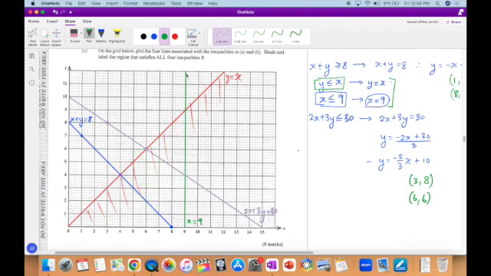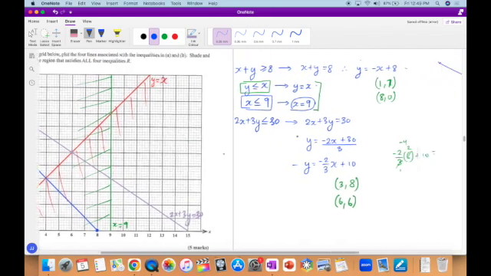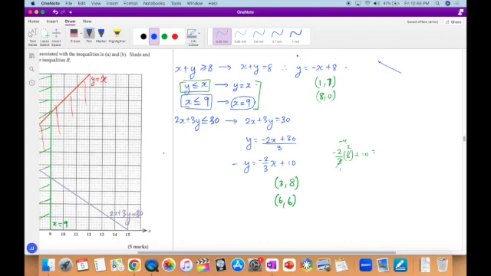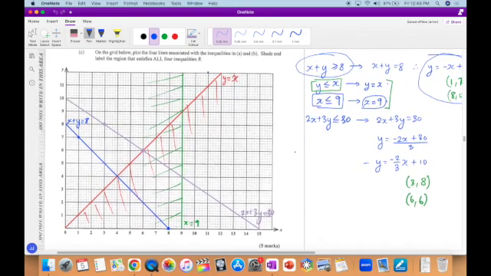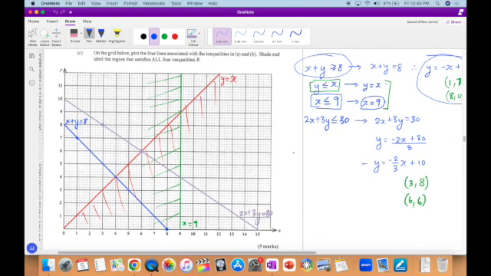So from the green line, it'll be this side of the green line. It'll be this side of the red line. And now let's do that blue line. So this blue line on top here, x plus y must be greater than or equal to 8. So we have the blue line here.